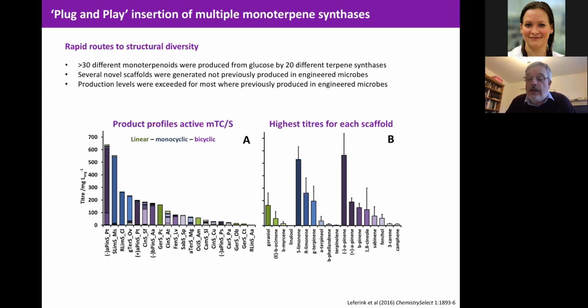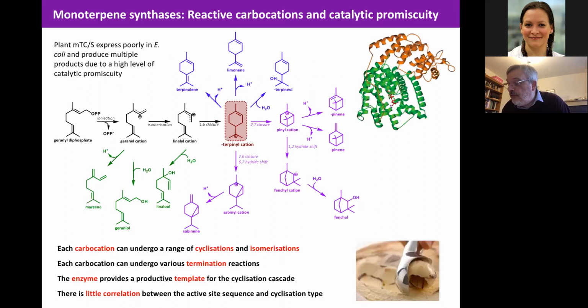Now, the reasons for the complex product profiles are found really in the mechanistic details of the mode of action of terpene synthases. These enzymes initiate the reaction cascade by eliminating the diphosphate of geranyl diphosphate, shown on the left here, to form the geranyl cation, also shown here on the second structure on the slide. This then undergoes isomerization to form the linalyl and terpenyl cations.